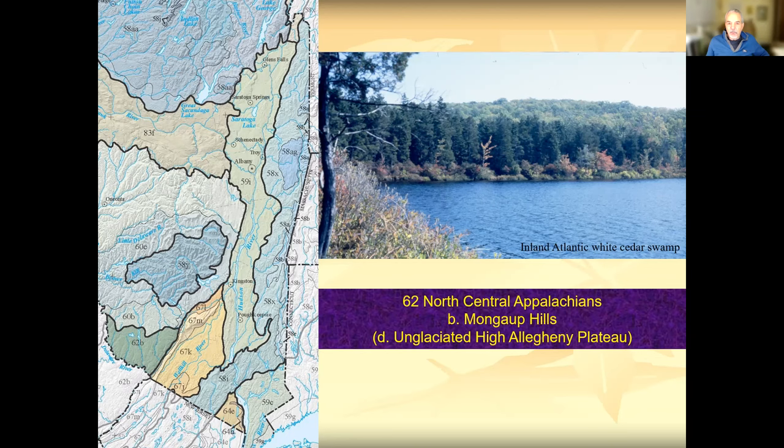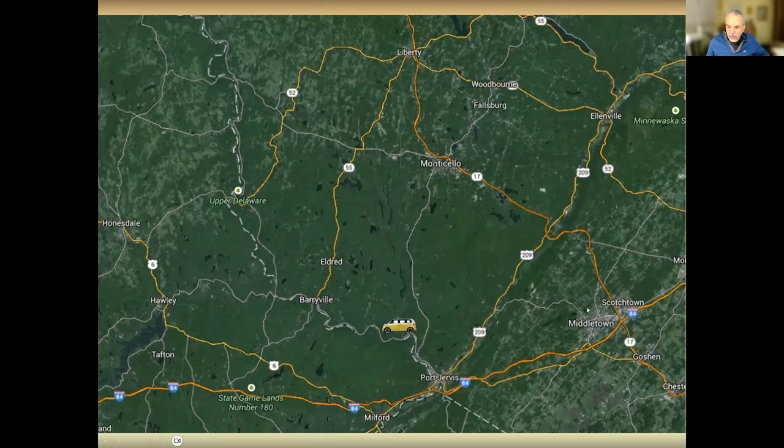This is an amazing place which not many people go to. It has inland white cedar swamps. And you can see that here's Middletown over here. Here's the Shawangunk Ridge. And then to the west, you get this big green area with lots of lakes and forests and little villages, not any big cities. Monticello's up at the northern end, Port Jervis down here at the southern end.